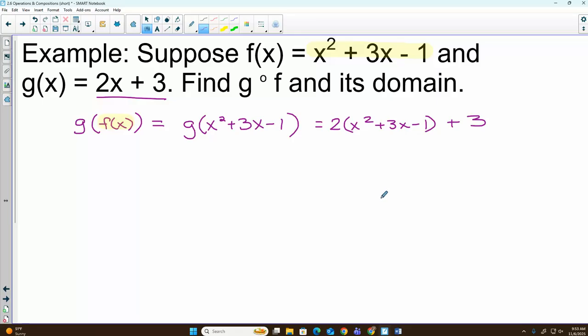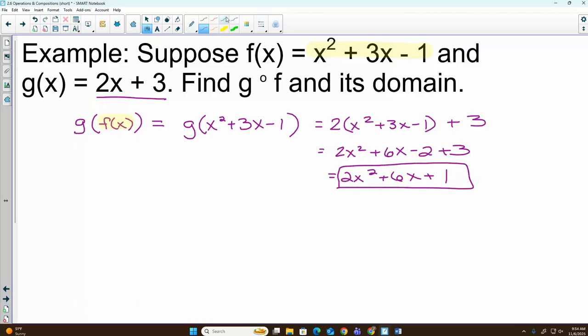All right. So if I distribute that, 2x squared, plus 6x, minus 2 and our plus 3. 2x squared plus 6x plus 1. That's my final answer.